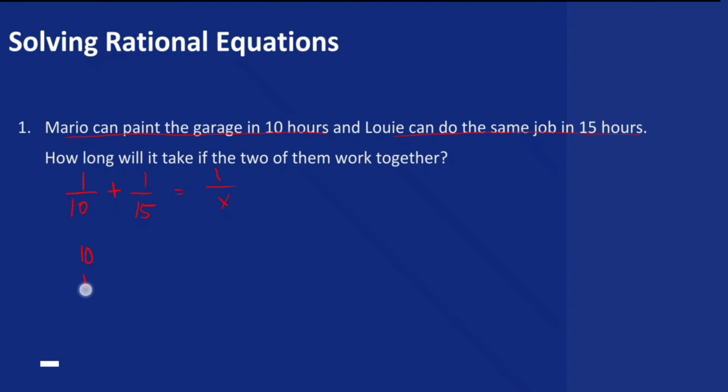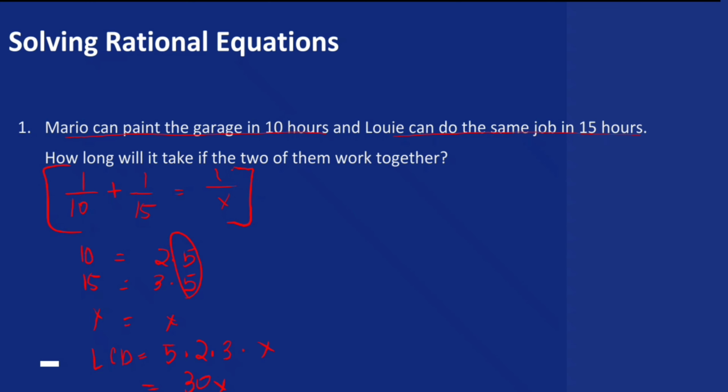So that's 10, 15, and x. So 10 can be factored using 2 times 5. 15 is 3 times 5. Well, x is just x. So we have a common factor of 5. Therefore, your LCD is 5 times 2 times 3 times x, which is 5 times 2 is 10 times 3, that's 30. So 30x is our LCD.